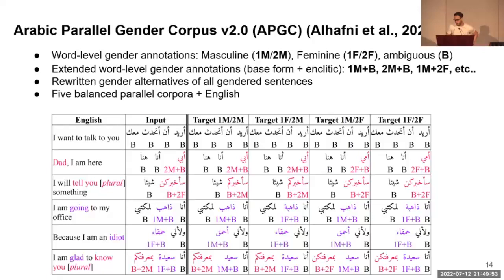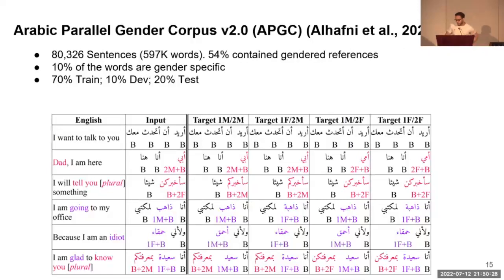Every sentence in the Arabic parallel gender corpus has a parallel version to indicate its rewritten gender alternatives if that sentence has a gendered reference. If not, its parallel form will be basically a trivial copy. Moreover, the Arabic parallel gender corpus has 5 different balanced corpora plus English. So the input corpus, where you can think of it as the source, and 4 different target corpora to basically model different target user gender contexts.